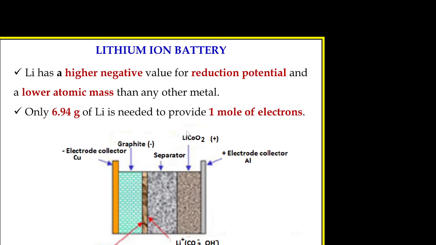Another active material is lithium cobalt oxide. The positive electrode is made up of lithium cobalt oxide. The aluminum electrode is just serving as a contact electrode. And this is the construction. So graphite is the negative electrode, and lithium cobalt oxide is the positive electrode. The electrolyte is lithium salt dissolved in organic solvent like ether.